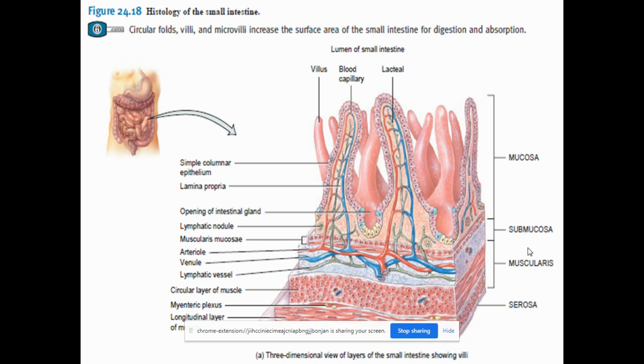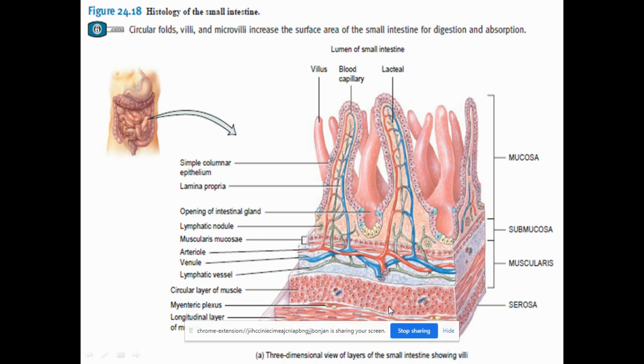Here the next region is the muscularis mucosae. You can see this is the region. This consists of two layers of smooth muscles. You can see the outer layer is a thinner layer which contains longitudinal fibers, and the inner layer is made up of circular fibers.